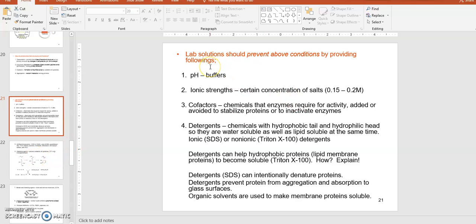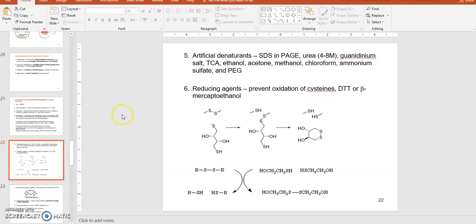So your biological solutions will contain a lot of these factors when they protect your proteins or APIs from damage to their structures. Another way, artificial denaturants. You can add a certain amount of SDS, or some other denaturants like guanidine salt, TCA, ethanol, acetone, methanol, chloroform, or ammonium sulfate and PEG to make your protein denatured a little bit, not completely. They may be helpful to maintain their integrity under certain conditions.